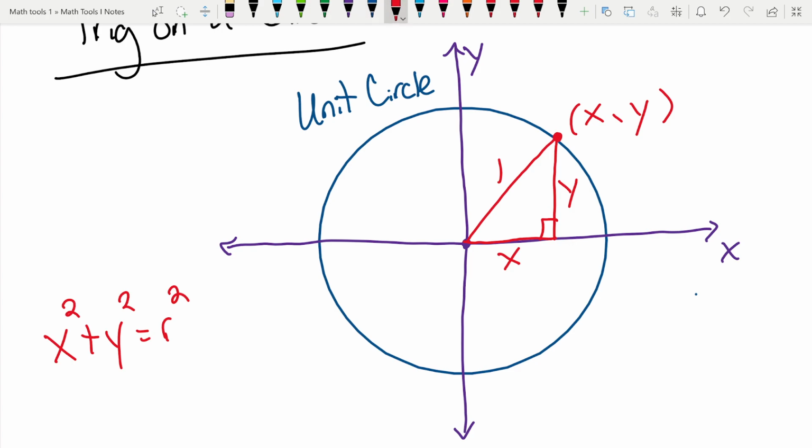So on the unit circle, let's look at this angle theta. Well, sine of theta is going to be y over 1, which in other words is just y. Cosine of theta is going to be x. So we have a natural relationship here with the sides of the triangle and this angle on the unit circle. So we say cosine of theta is equal to x and sine of theta is equal to y.